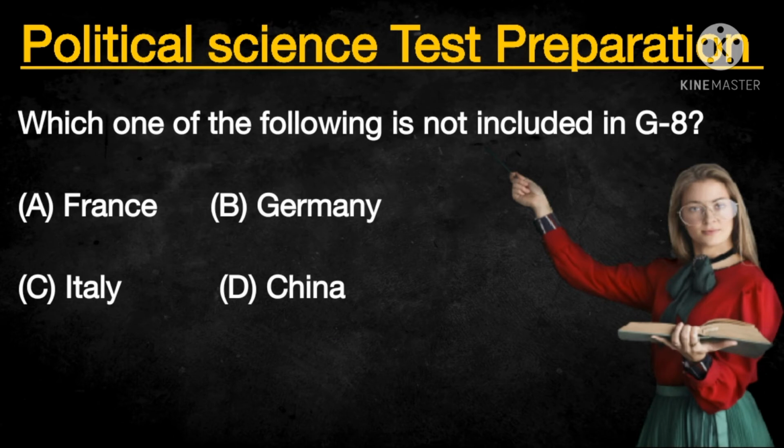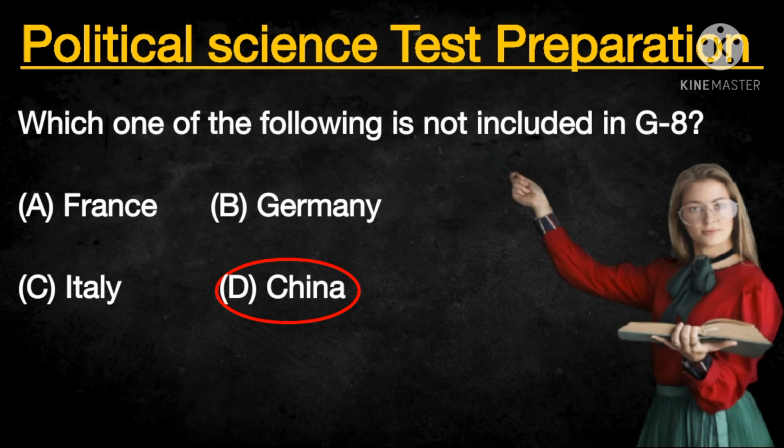Question: Which one of the following is not included in G8? A. France, B. Germany, C. Italy, D. China. Its correct answer option D, China.